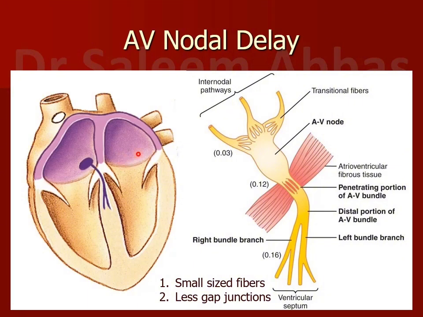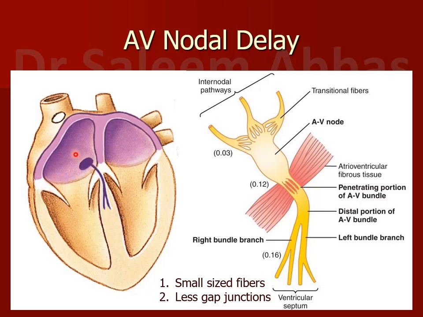Now why is it important? Because there is some blood remaining in the atria, and without that blood going into the ventricles, they will not be filled properly. So for proper filling of the ventricles, the atria must contract ahead of the ventricles. Now imagine if there was no such delay, and the impulse could go directly from the atria into the ventricles rapidly. So what would happen?